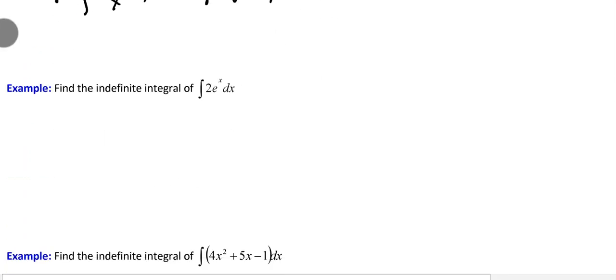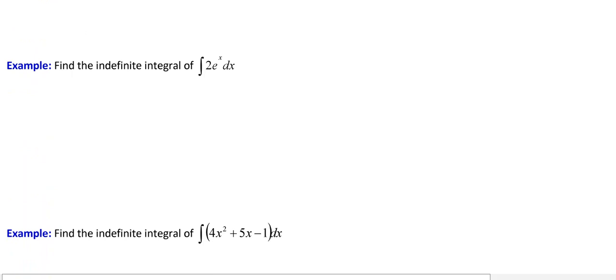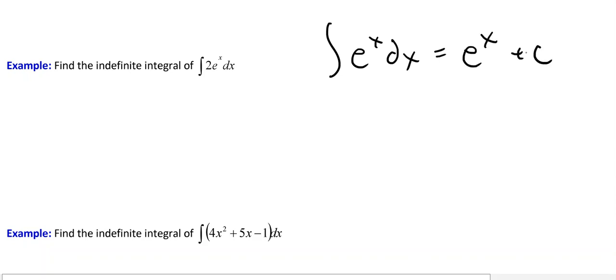2e to the x. The antiderivative of e to the x, I didn't give you a formula for this, but the antiderivative of e to the x is, guess what? E to the x. And the reason is, what's the derivative of e to the x? It's e to the x. Since e to the x is its own derivative, it's also its own antiderivative. So the answer to this is simply 2e to the x plus c.